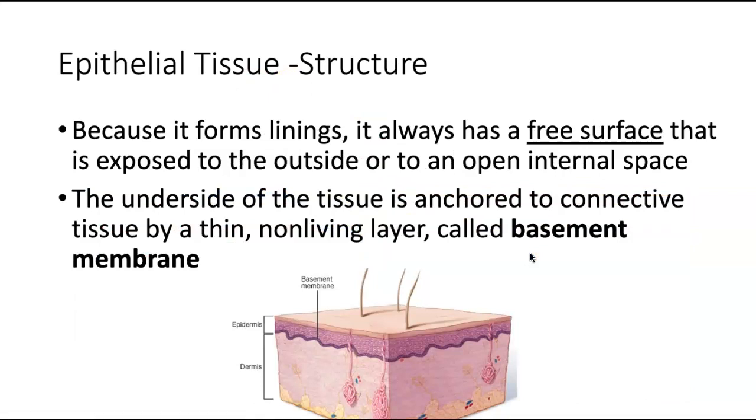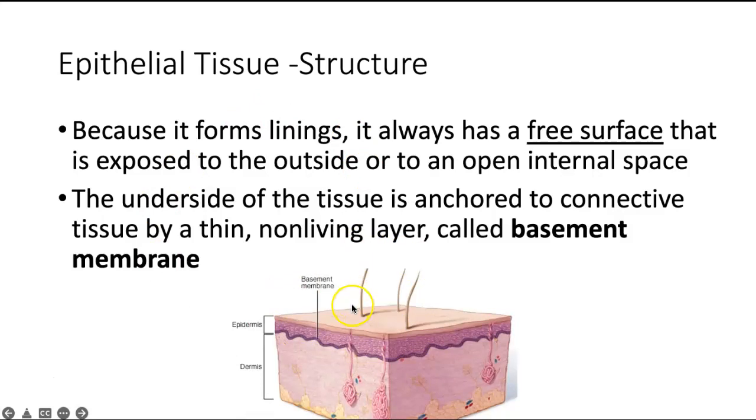Their structure, it forms linings. It's the lining tissue. It always has a free surface that is exposed to the outside or to an open internal space. All right. So basically, if you look at your skin, all right, the next chapter we're going to learn about is actually just the skin. It's the integumentary system. But one side, this side, if you look at it right here, this is exposed to an open space. All right, now in the case of the skin, the open space is open air, right? It's the stuff that's exposed to the open air.